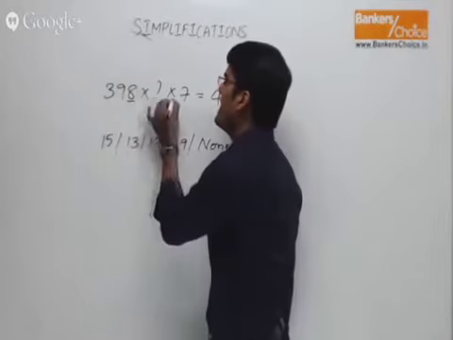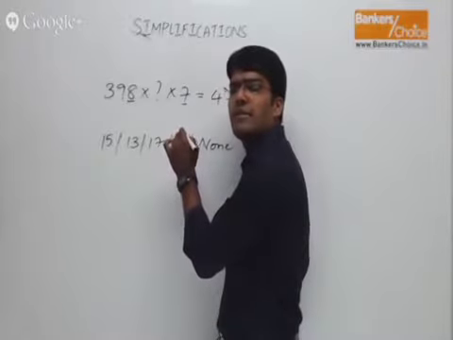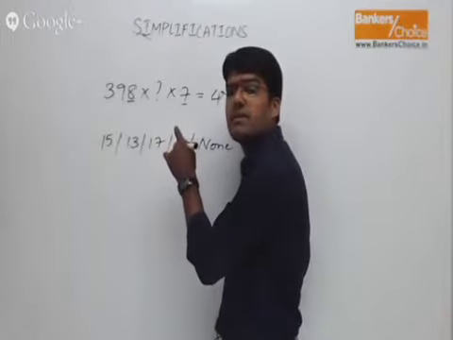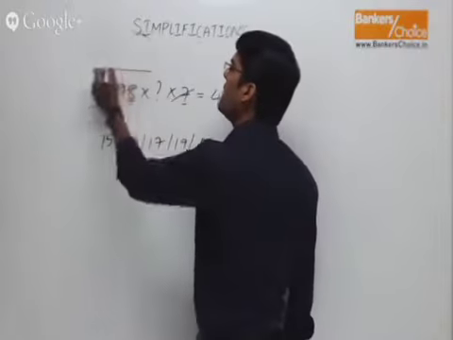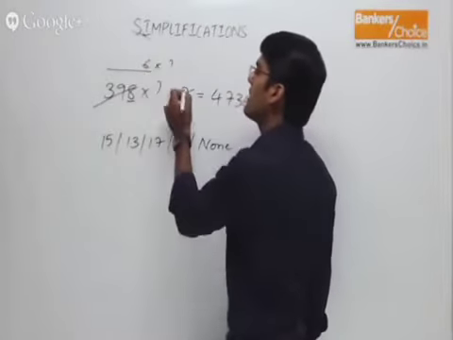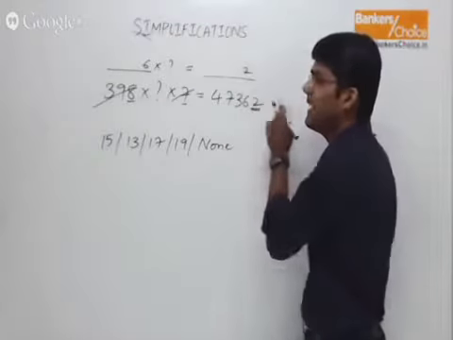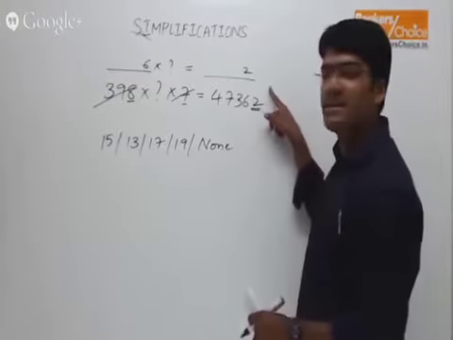One number ends in 8, the other number ends in 7. When you multiply, the answer will end in 6. 8 into 7, 56. So the answer will end in 6. That means the product of 398 and 7 is going to end in 6. 6 into question mark should be equal to what? Ends in 2 here. Yes or no? This side ends in 2.